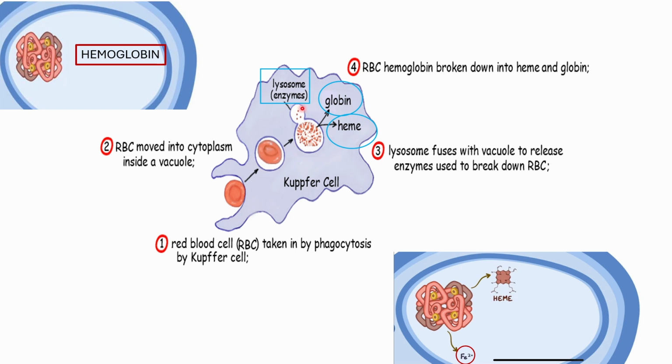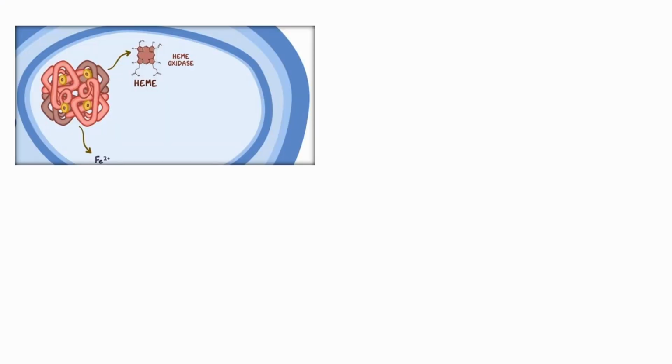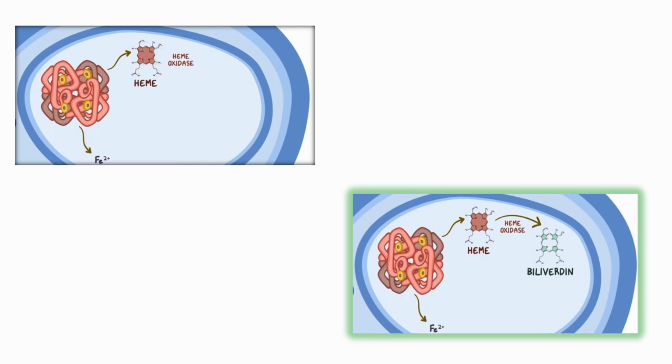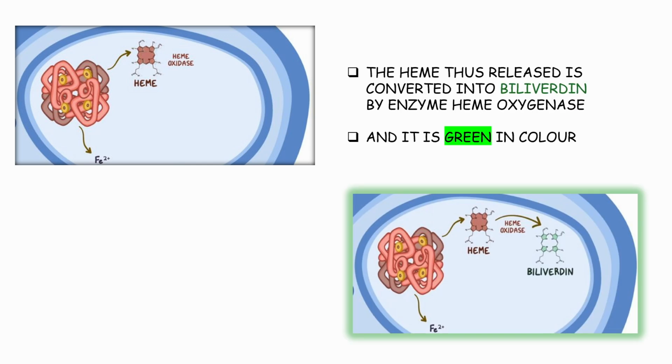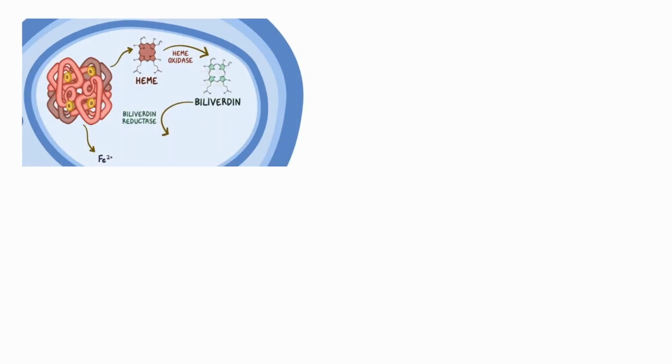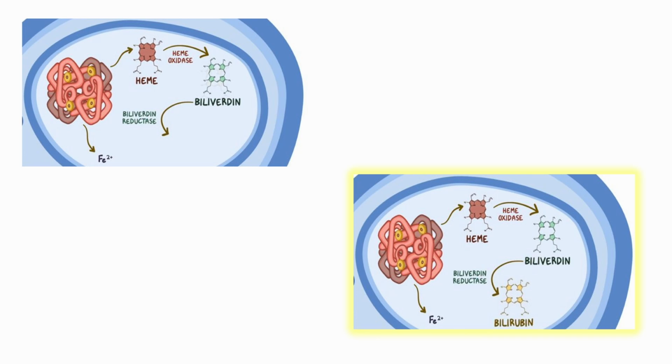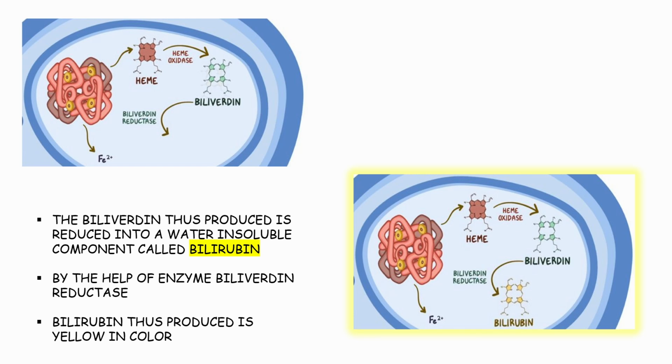So let us see with a marker. Here you can see the engulfed RBC is broken down with the help of lysosomal enzymes, and the hemoglobin in the RBC is thus broken down into the heme component and the globin component, releasing iron in the process. The heme thus released is converted into biliverdin by the enzyme heme oxygenase. The produced biliverdin is green in color. The biliverdin is further reduced into bilirubin by the enzyme biliverdin reductase, by a process called reduction. The bilirubin thus produced is yellowish in color.